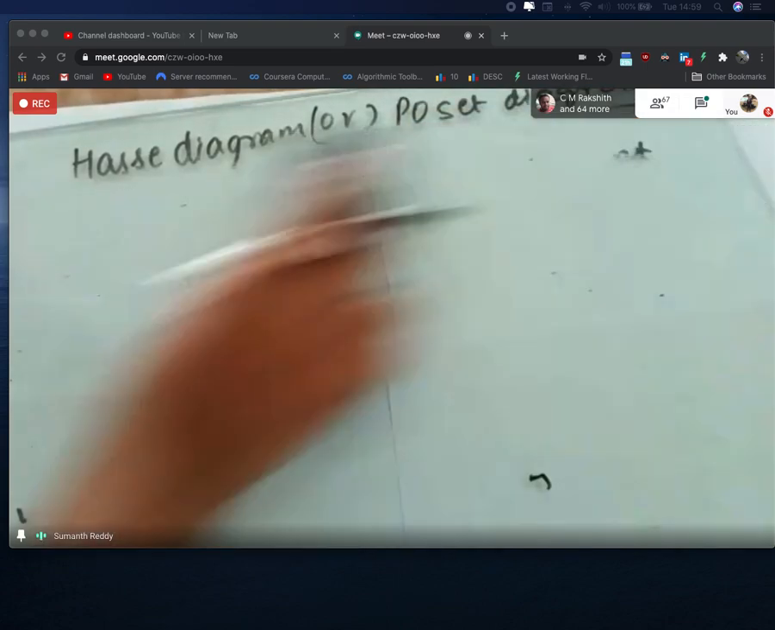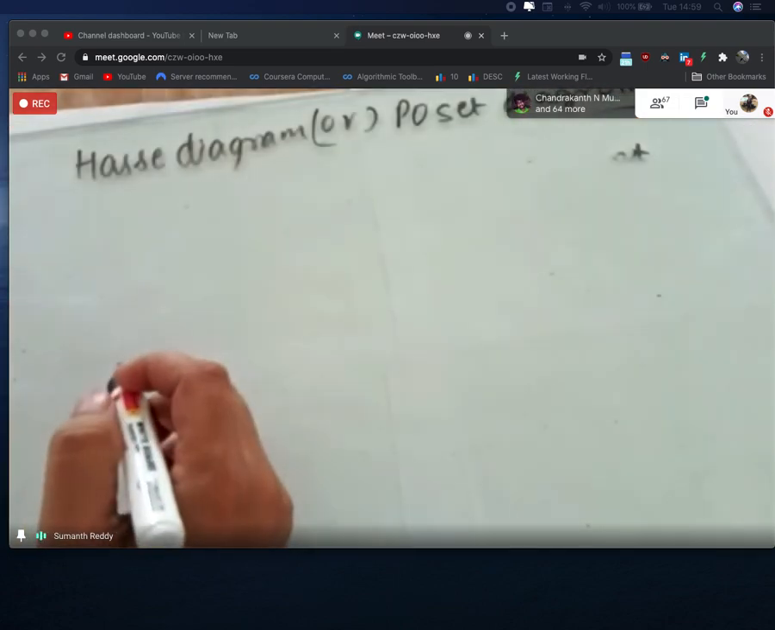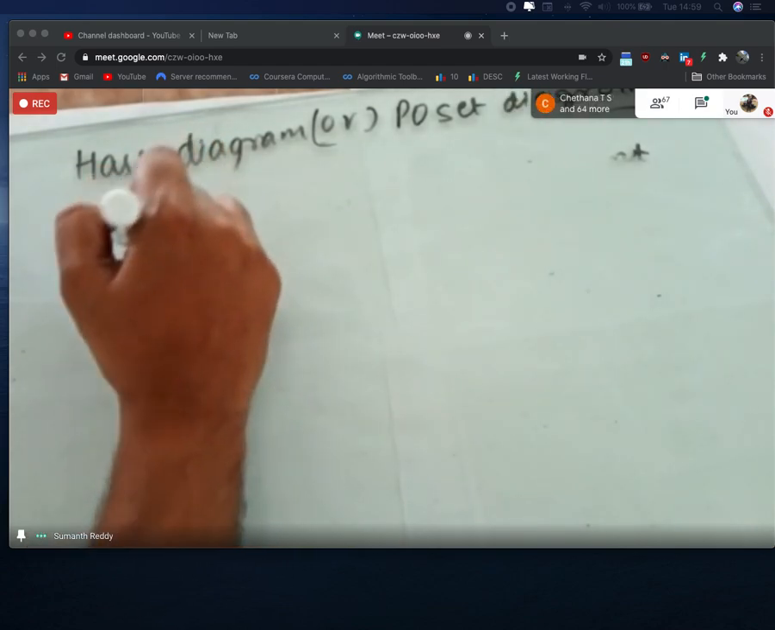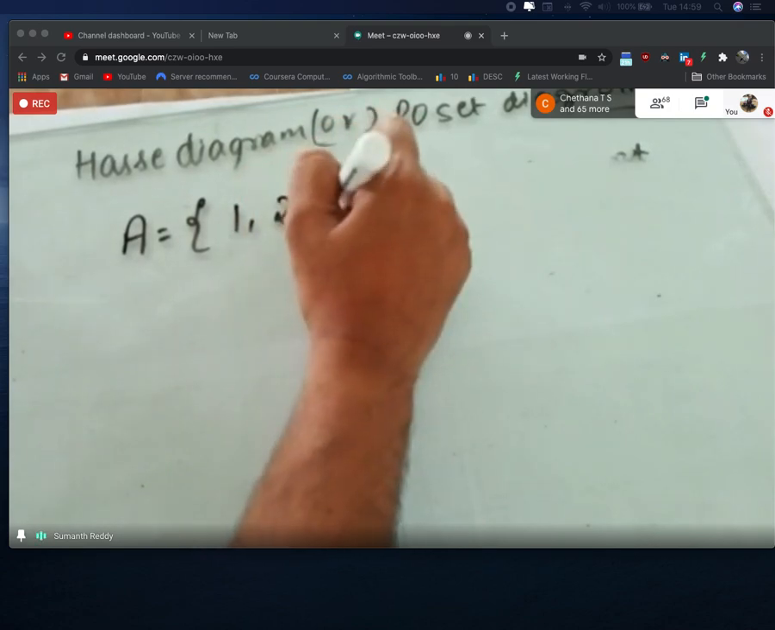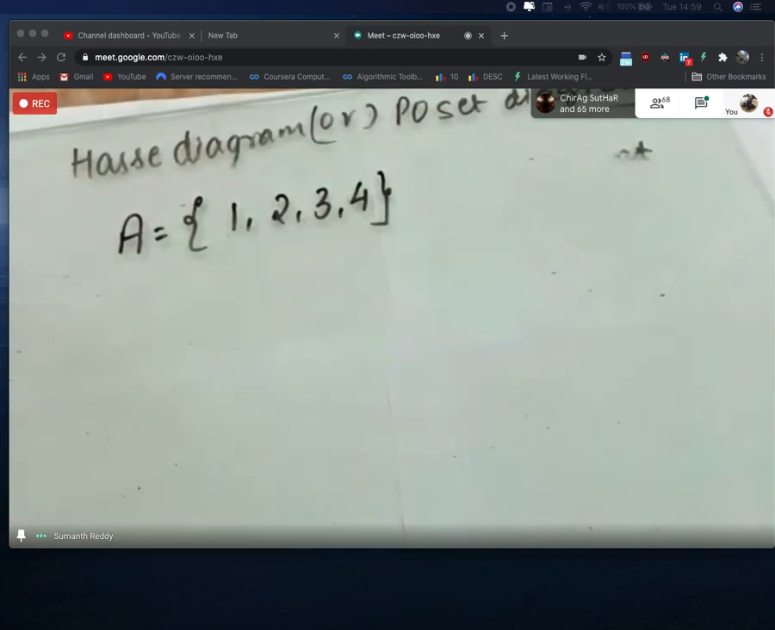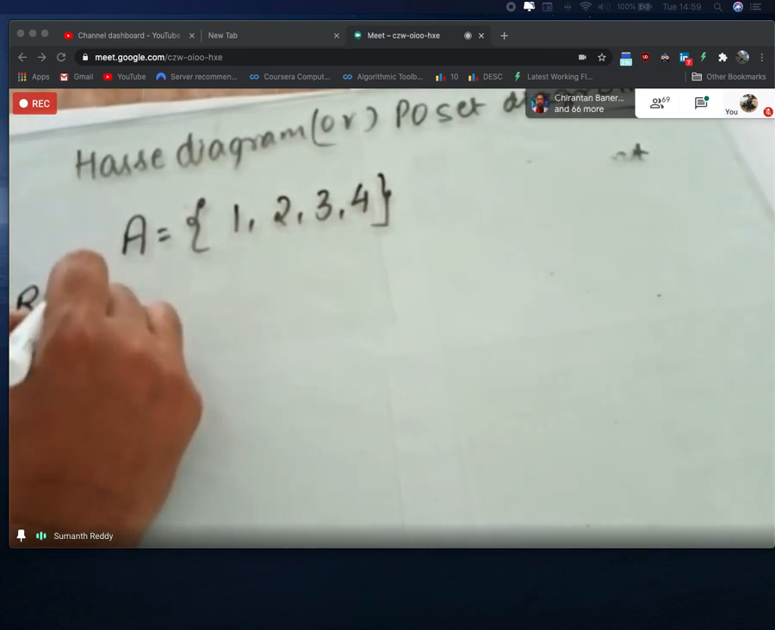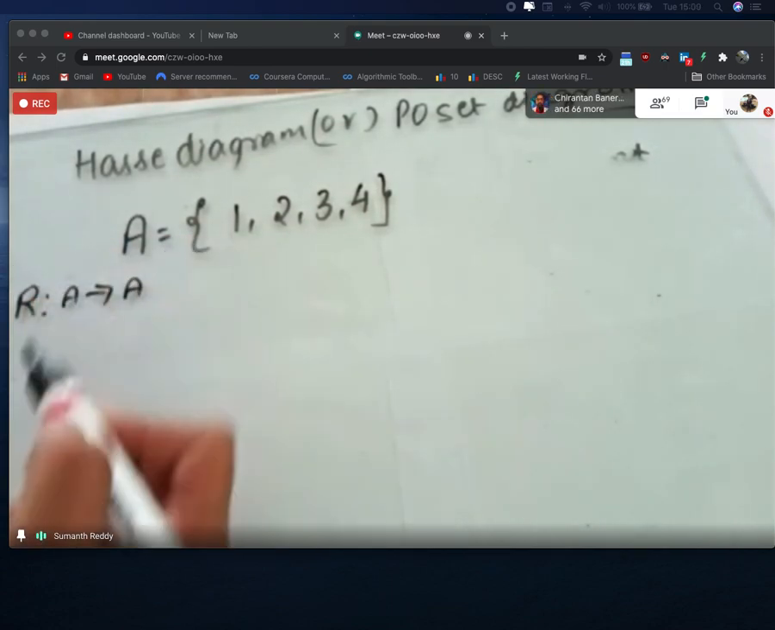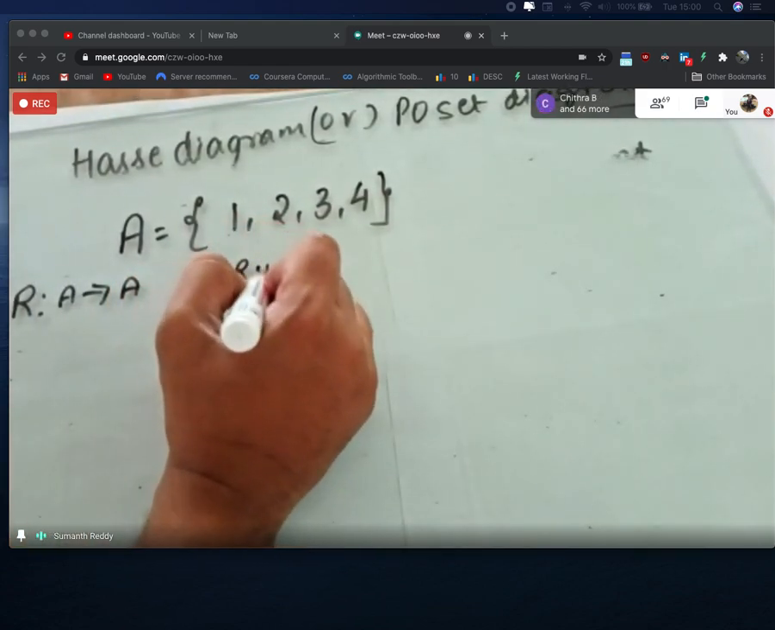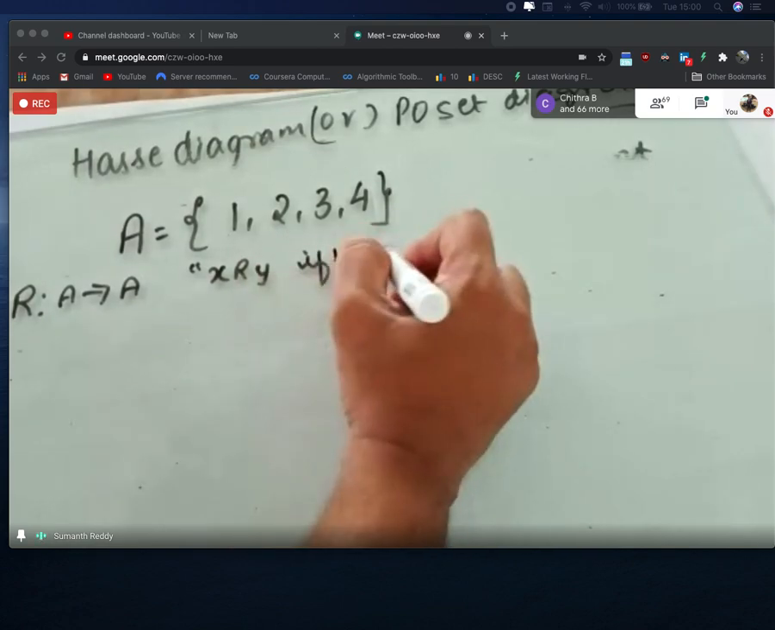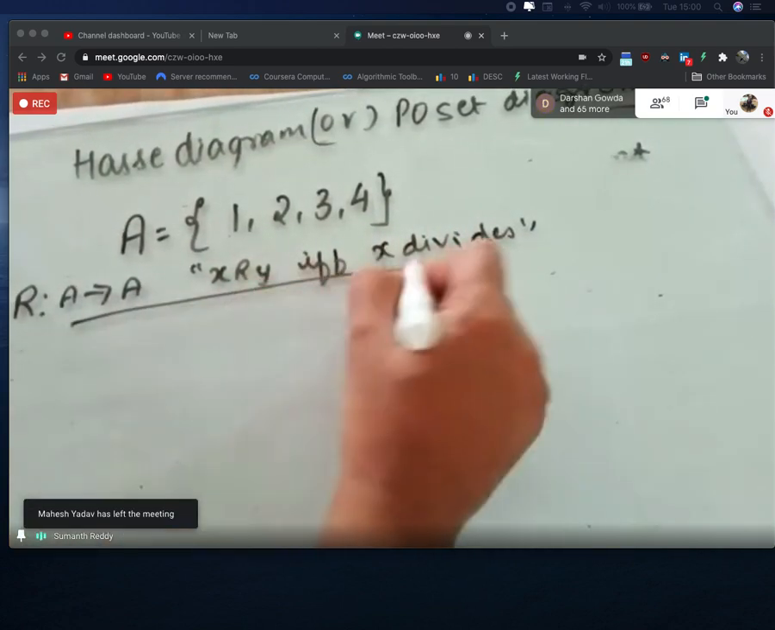Now I will give one simple example. Assume that A is a set which contains the elements 1, 2, 3, 4. Now I will represent the relation R on set A. What is this relation? The relation says that X is related to Y if and only if X divides Y. Based on this, let me define the relation.